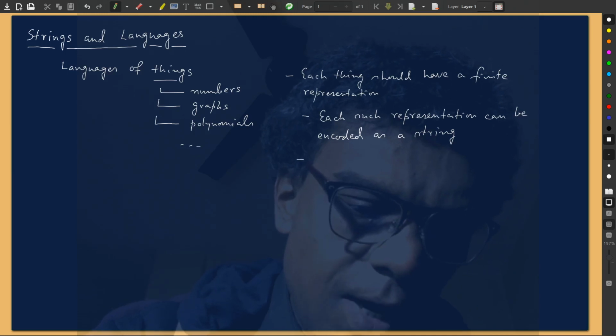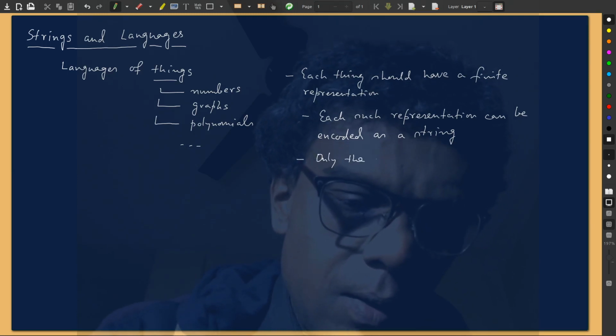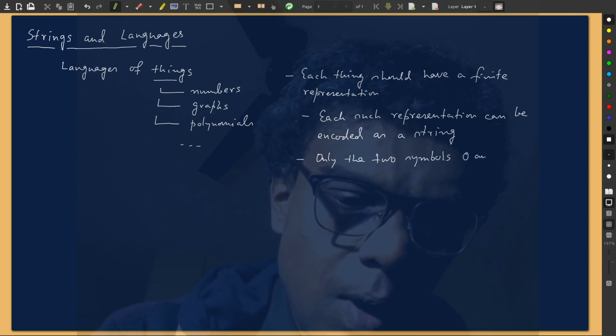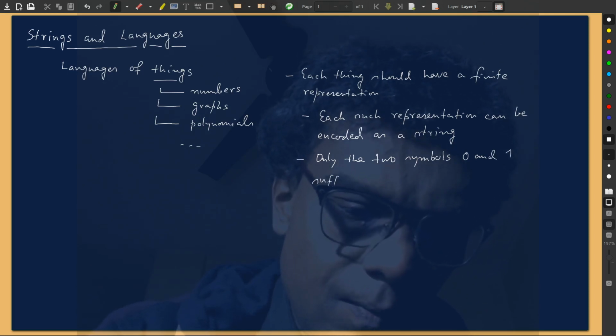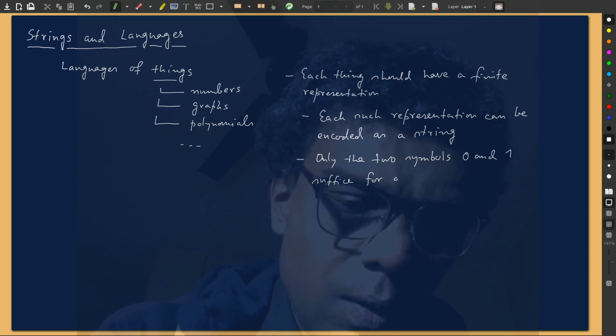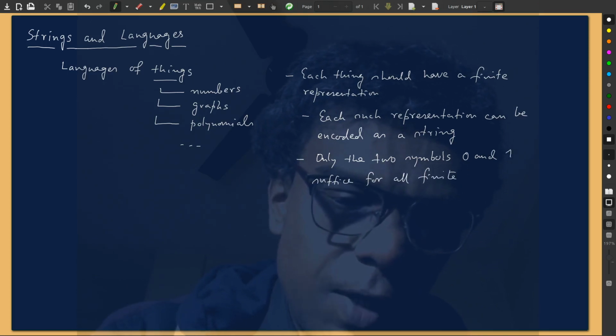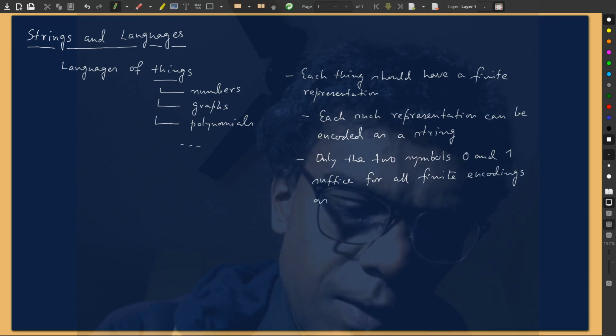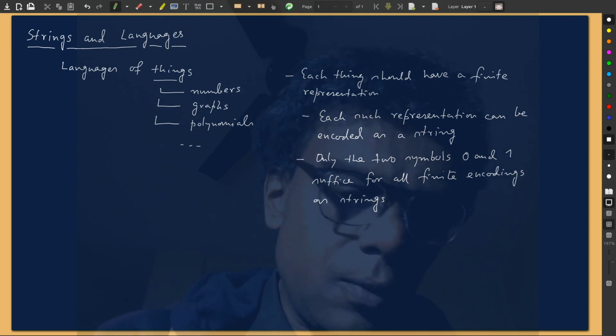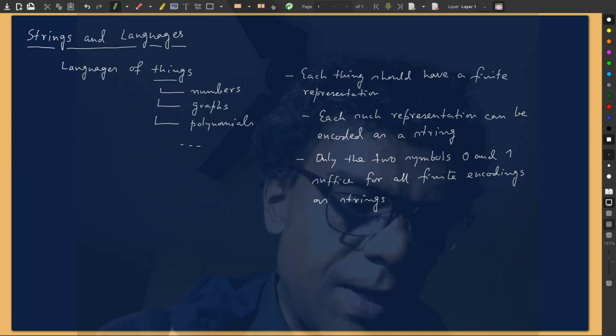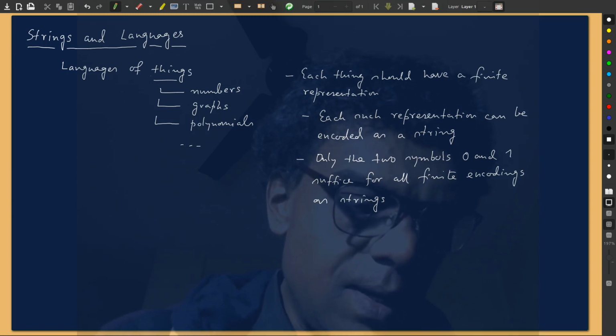And what is more important is that only the two symbols, let's say 0 and 1, suffice for all finite encodings as strings. Okay, so given this understanding, we are now ready to formally define strings and languages.